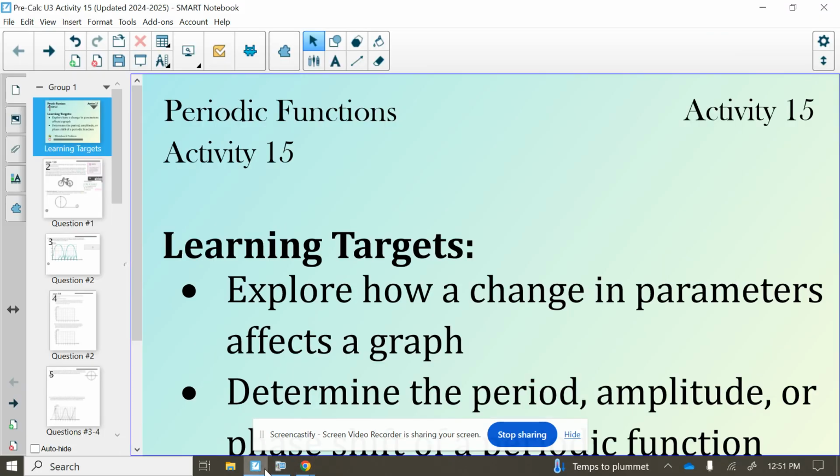Hi everyone and welcome to Activity 15. Today we are going to start on page 199 and talk about our periodic functions.